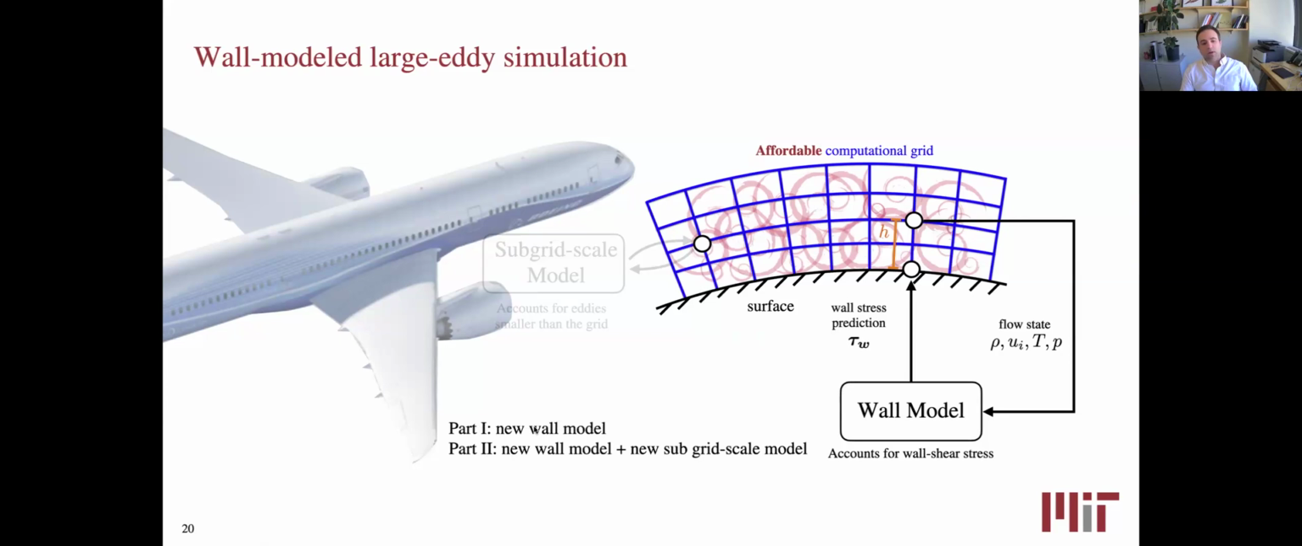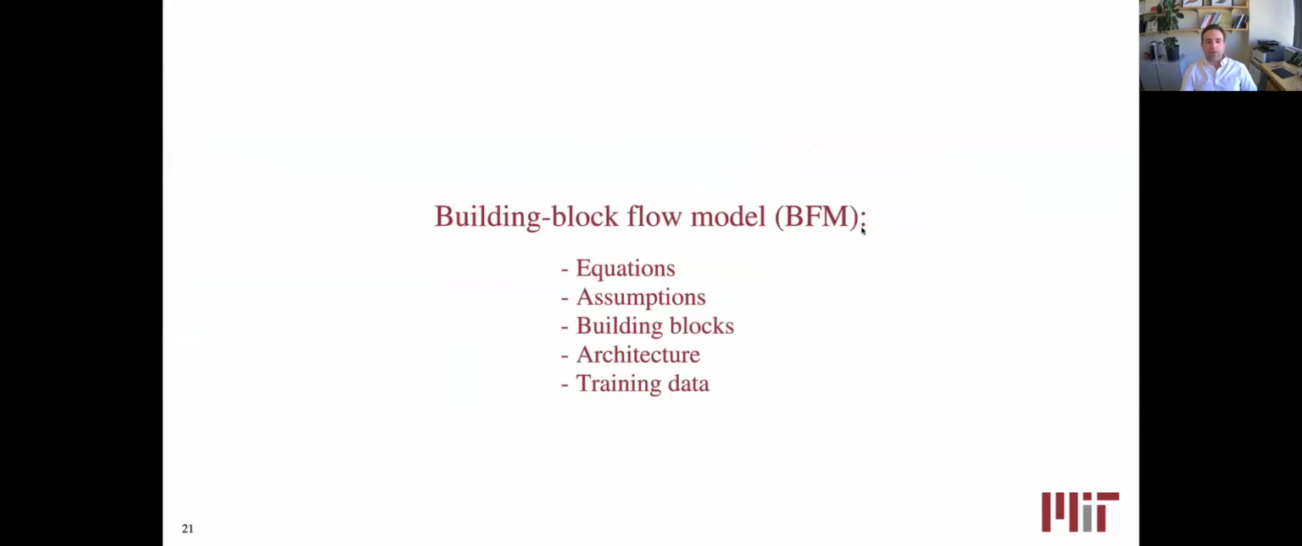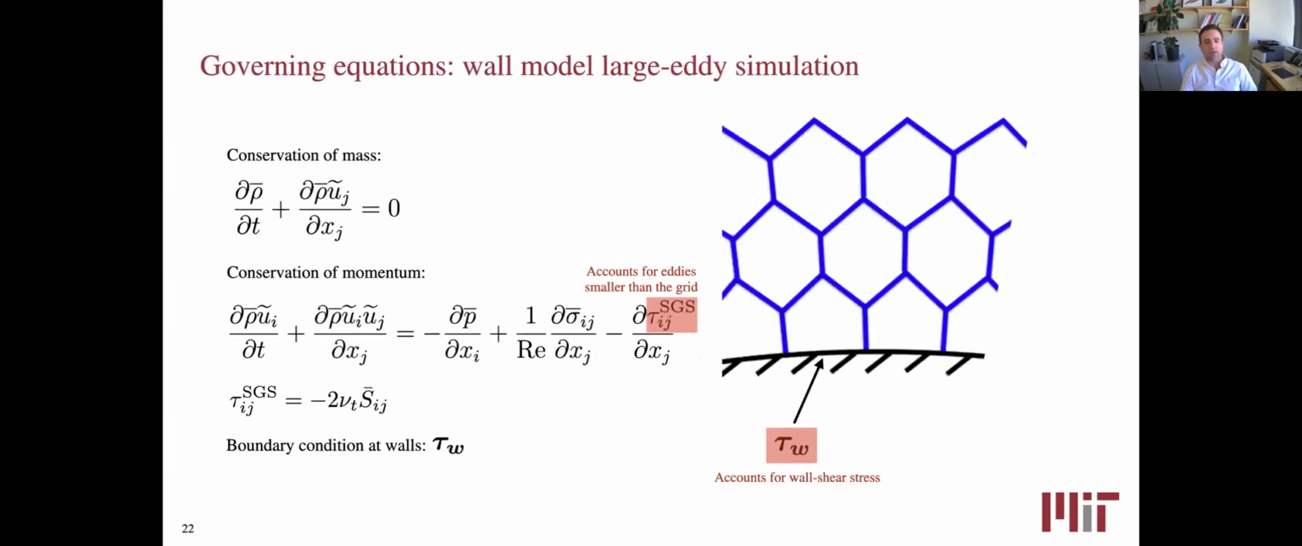So let's talk about part 1, how I create the model. And most of the things that I talk about for this wall model are actually applicable to part 2, the grid scale model. It's the same principle. It's just easier to explain for a wall model. So the model I'm referring to is BFM. And I'm going to show you the equations of the model, the assumptions, the building blocks, that is the data I use for training. It's going to be implemented in a neural network. I'll show you the neural network and then how I generated data for training that.